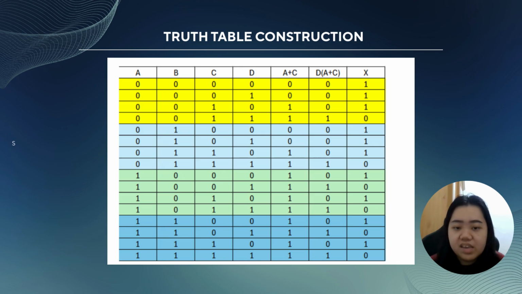When D equals 0, the output X is equal to 1. When D equals 1, the output depends on A and C. If A equals 0 and C equals 0, then X is equal to 1. Otherwise, X is 0.